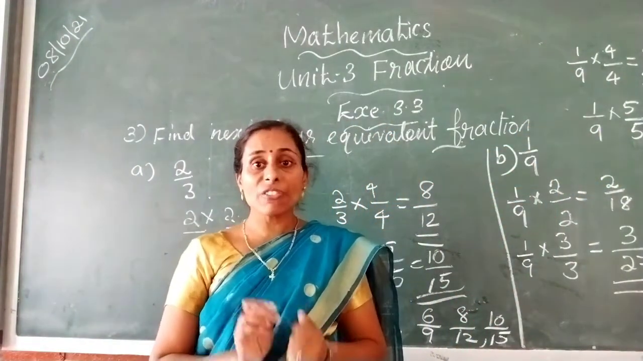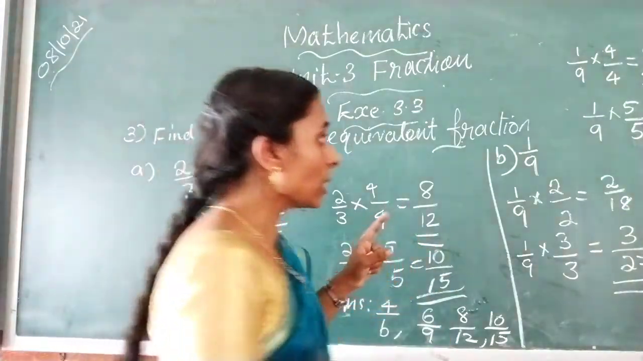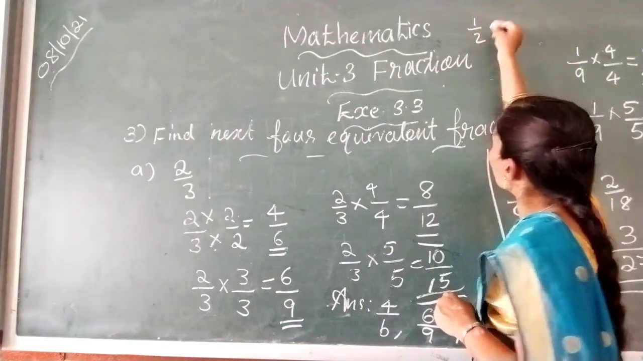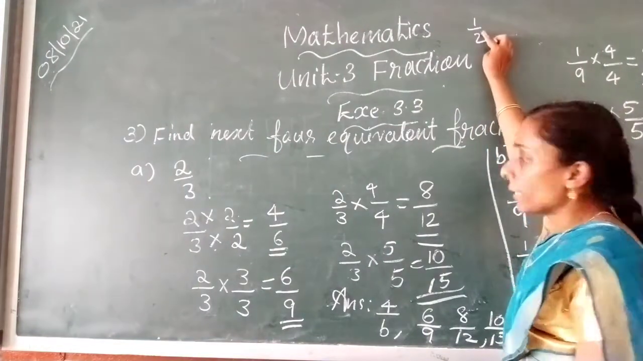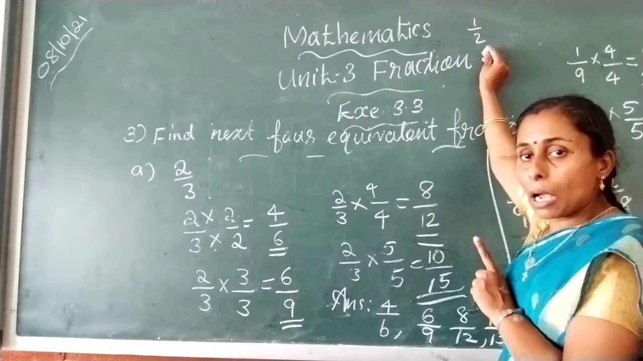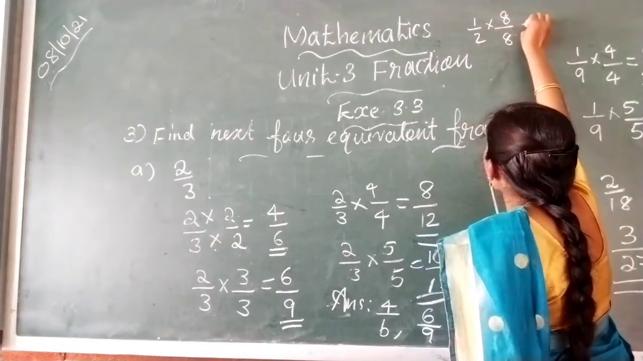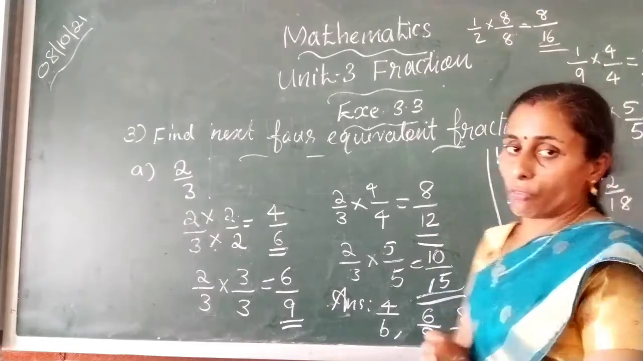Suppose we ask the question, find the eighth equivalent fraction of 1 upon 2. This will not come for your exam. How will you find the eighth equivalent fraction of 1 upon 2? 1 upon 2 multiplied by 8 upon 8 is equal to 1 8s are 8, 2 8s are 16. This way we will find it.